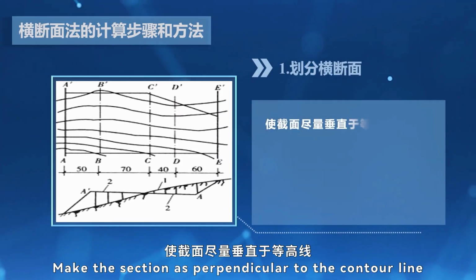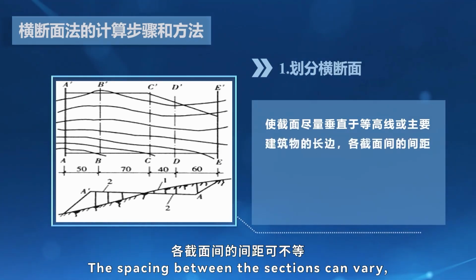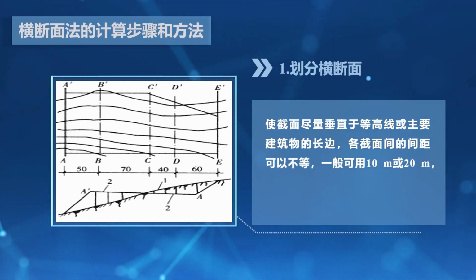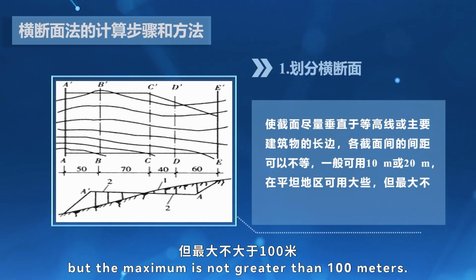Make the section as perpendicular to the contour line or the long side of the main building as possible. The spacing between the sections can vary, generally 10 meters to 20 meters. In flat areas, it can be larger, but the maximum is not greater than 100 meters.